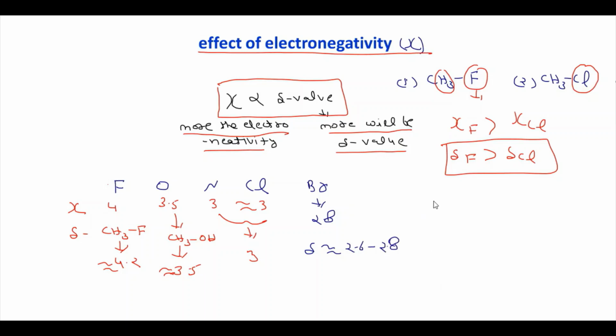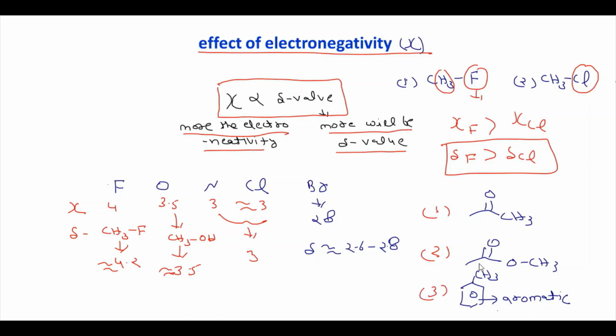Apart from this, you can remember the delta values of hydrogens attached to the three most important compounds, which I am writing over here. The first is this type of compound. Second is methoxy protons, O-CH3. Next is carbon attached to an aromatic system, this type of system where it is aromatic. It can be benzene or any heterocyclic aromatic compound, and the carbon hydrogen attached to this carbon center. You just have to remember the values of this type of compound, because all organic molecules contain this type of functional group. So you have to remember the delta values of this type of attached hydrogen.